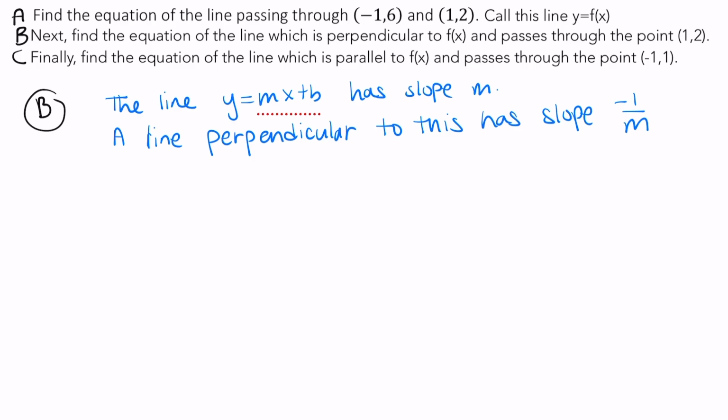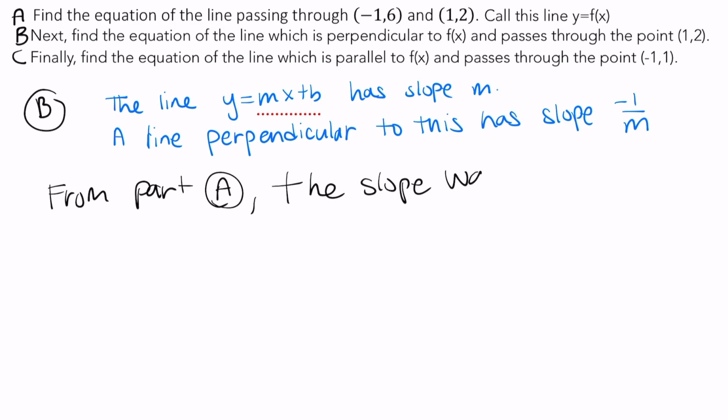Okay, so from part A, the slope was what? What was the slope from part A? m equals negative 2. So that means we want a slope of what?